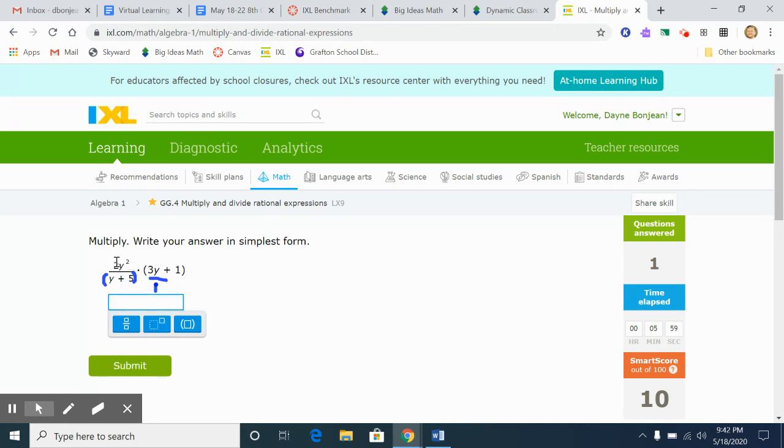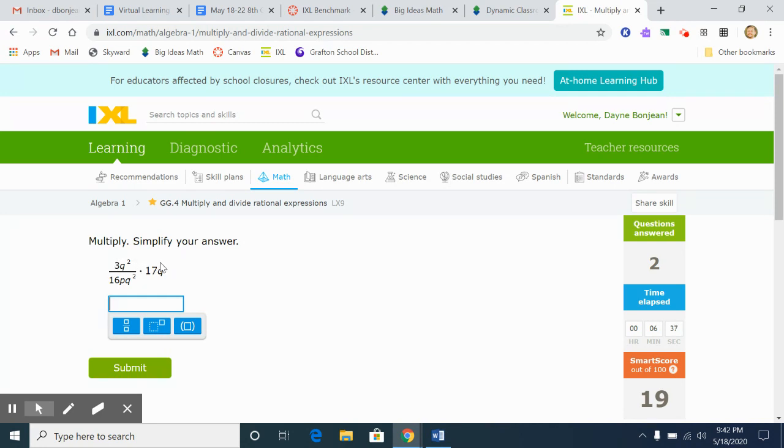2y squared, we want to hit this little button to put an exponent in, and let's remember to hit it again so we go back to normal. That is being multiplied by 3y plus 1 in parentheses. And then on the bottom, y plus 5 in parentheses times 1, that's it. Boom, answer.